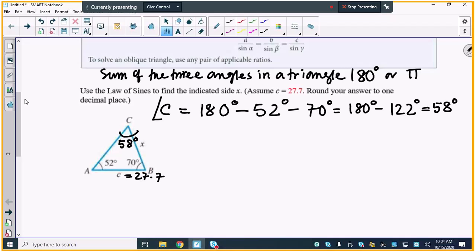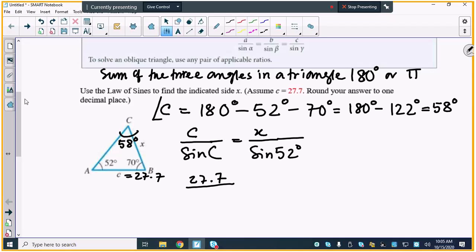So what do we have now? We have c over sine of C equal to, I want to know x, so if I say x, then I should say sine of the opposite angle, which is 52 degrees. So I'm going to use this much of the sine rule, and that's going to help us solve this problem. Let's see how. First and foremost, the side small c is 27.7 over sine of 58 degrees, and that is equal to x over sine of 52 degrees.